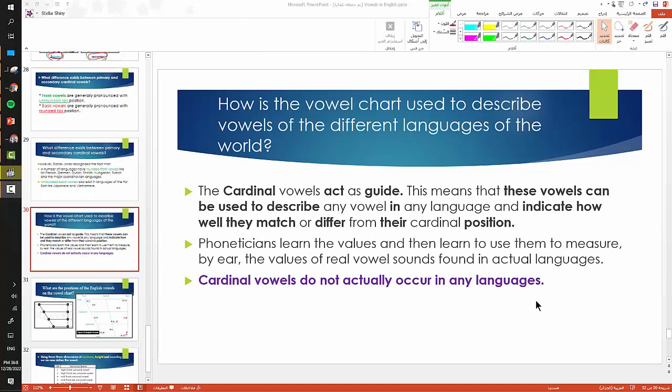How is the vowel chart used to describe vowels of the different languages of the world? The cardinal vowels act as a guide. This means that these vowels can be used to describe any vowel in any language and indicate how well they match or differ from their cardinal position. Phoneticians learn the values and then learn to use them to measure by ear the values of real vowel sounds found in actual languages. Cardinal vowels do not actually occur in any language. As I said, it's like a system.